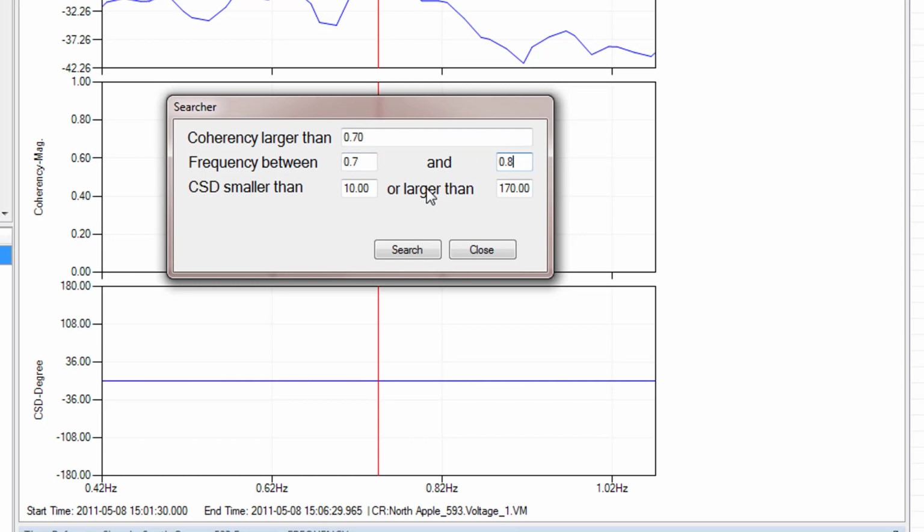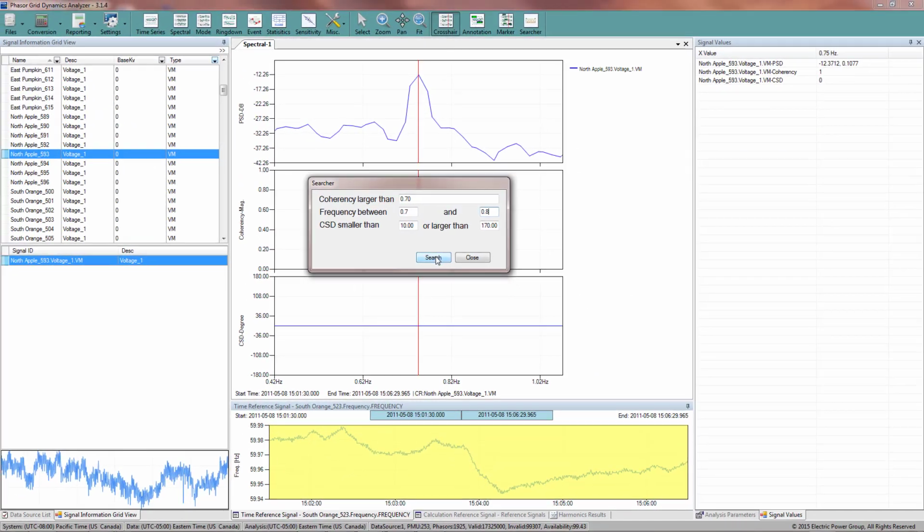The cross-spectral density, or CSD, enables us to search for those signals that are at the extreme ends of the oscillation. Here we are looking for signals whose CSD is either smaller than 10 degrees, meaning they are on the same side of the oscillation as the reference signal, or are oscillating together, and signals that are greater than 170 degrees, meaning they are on the opposite side of the reference signal or oscillating against it.